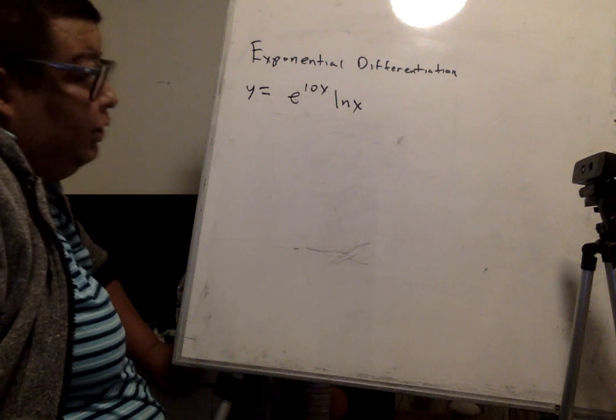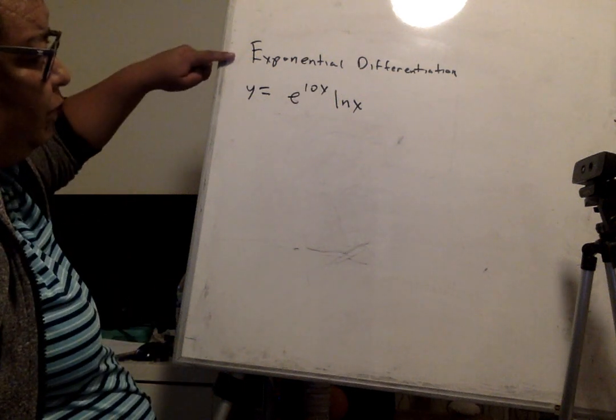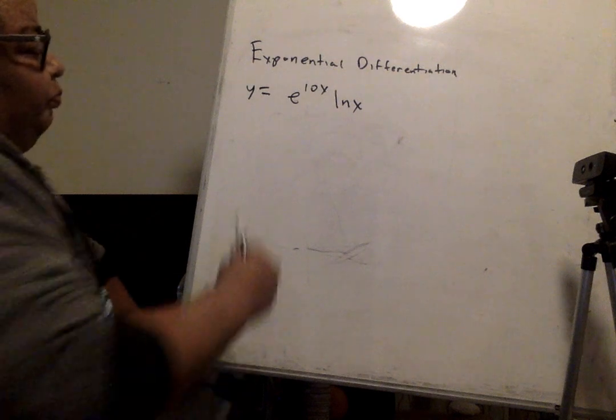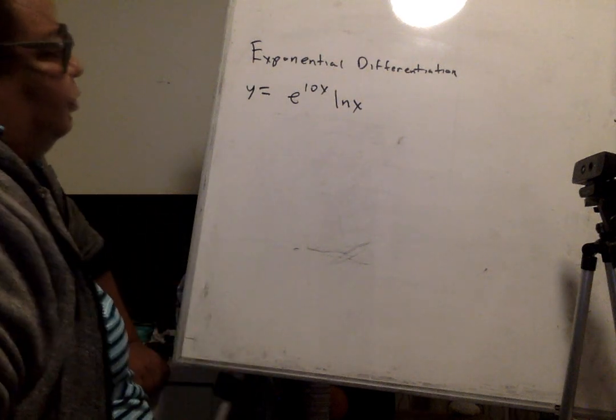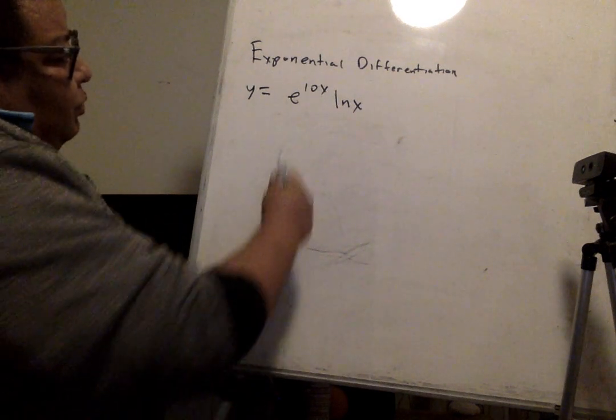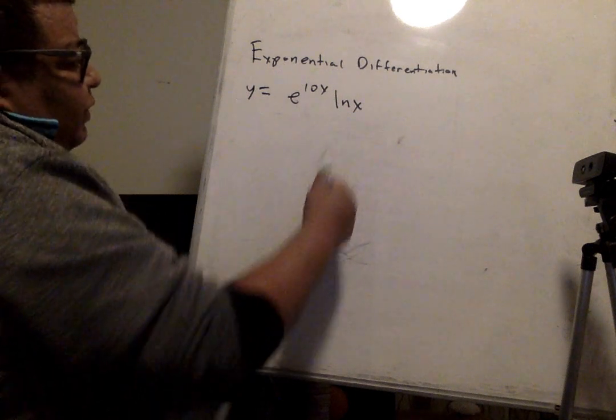Welcome students. In this video we're gonna learn how to do exponential differentiation. So let's look at the following function: y equals e to the 10x times ln of x.